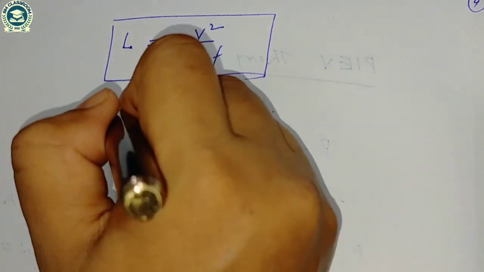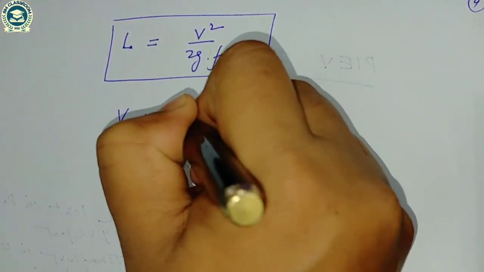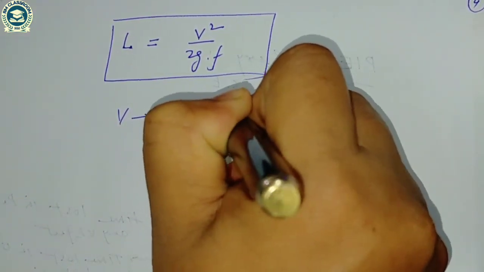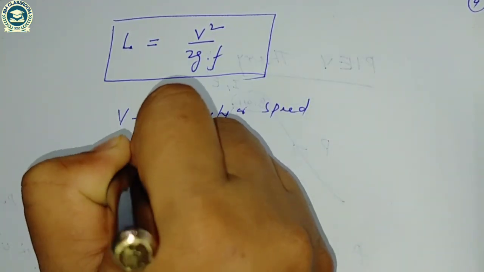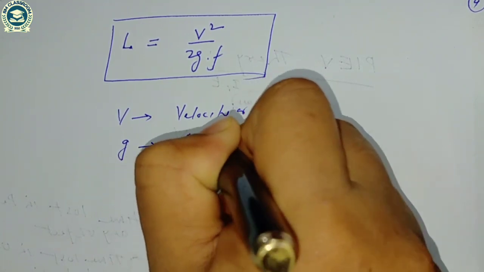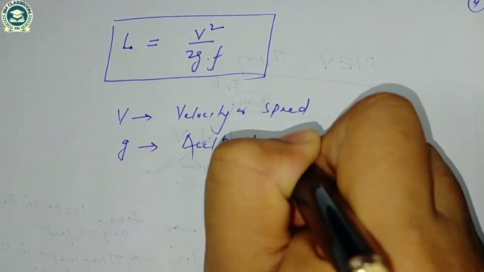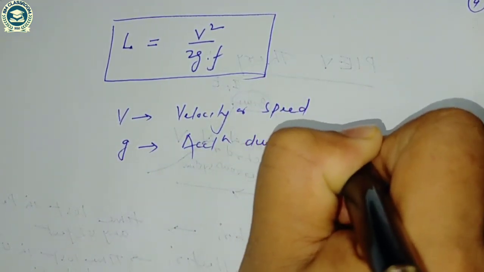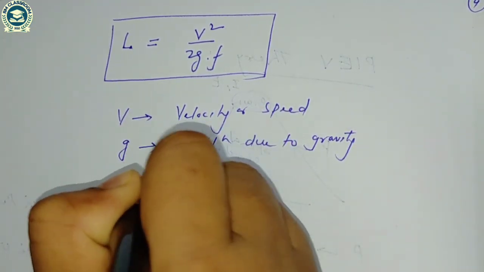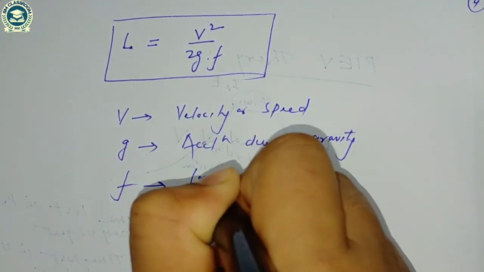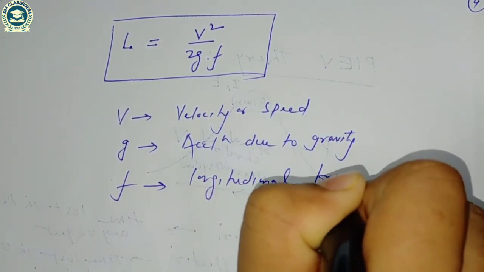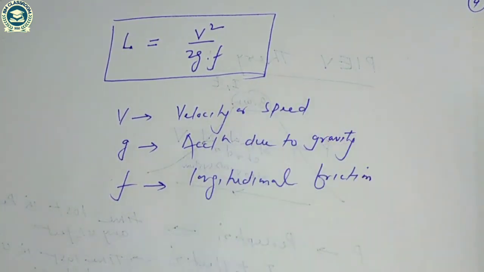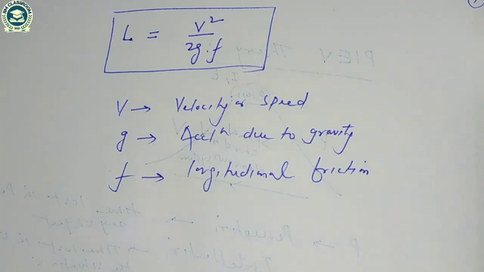So here V is the velocity or speed, g is the acceleration due to gravity, and F is the longitudinal friction. The value recommended by IRC is between 0.35 to 0.4.